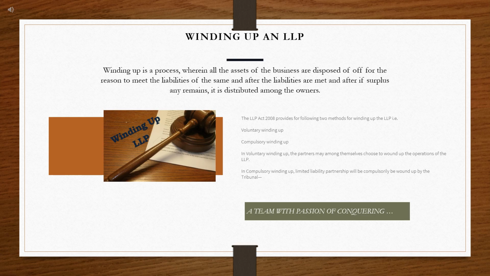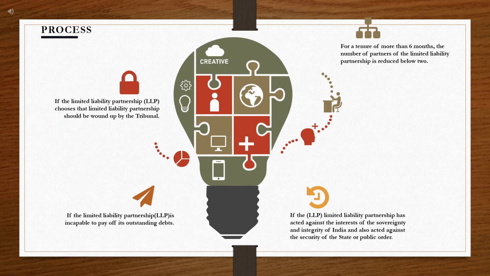2. Compulsory winding up. Involuntary winding up. In voluntary winding up, the partners may among themselves choose to wind up the operations of the LLP. In compulsory winding up, the limited liability partnership will be compulsorily wound up by the tribunal.